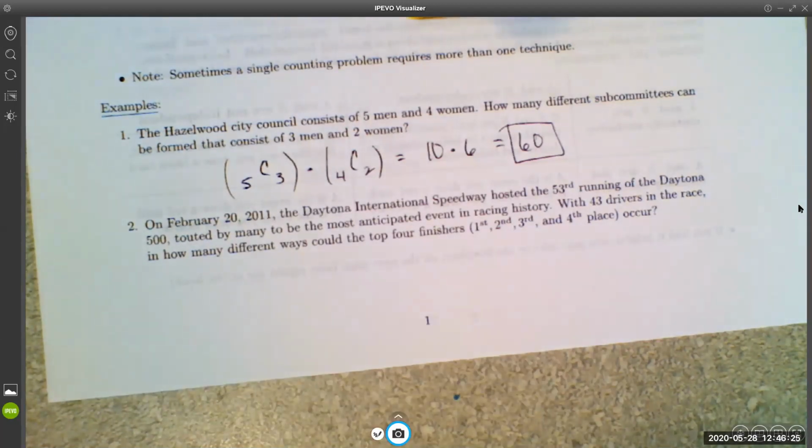Second one says, on February 20th, 2011, the Daytona International Speedway hosted the 53rd running of the Daytona 500, touted by many to be the most anticipated event in racing history. With 43 drivers in the race, in how many different ways could the top 4 finishers occur? So give the video a pause, see if you can figure this out.